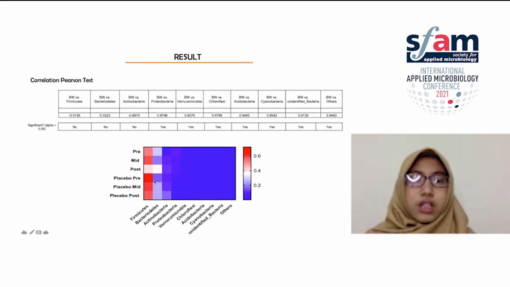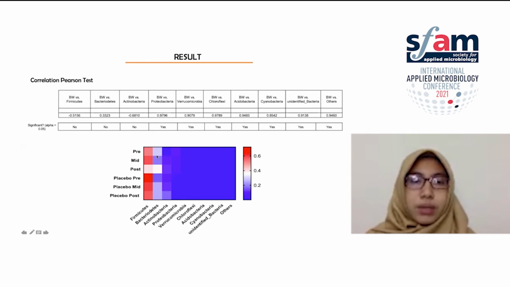From this result, we can see that in Firmicutes, from the glucomannan porang treatment, the relative abundance of Firmicutes after intervention constantly decreased from red to white. And also for the placebo, the relative abundance of Firmicutes is decreasing, while Bacteroidetes is quite different.